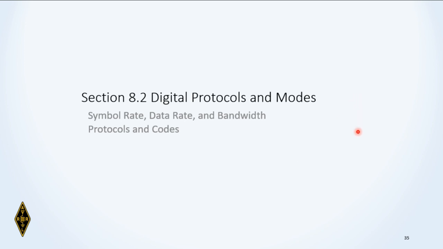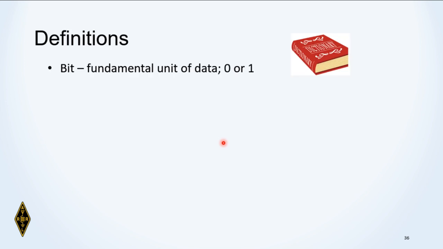So now let's get into it a little bit. There's some theory behind digital protocols and modes that I think you'll use throughout your entire amateur radio career. So I've presented this from a couple of different points of view. So we'll talk about symbol rate, data rate, bandwidth, protocols, and codes. And you read about some of this in the book.